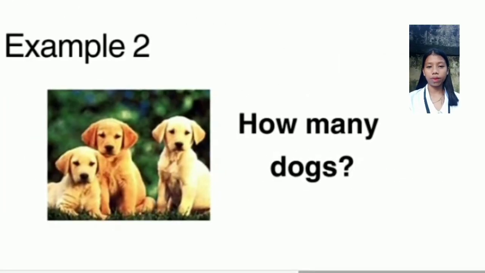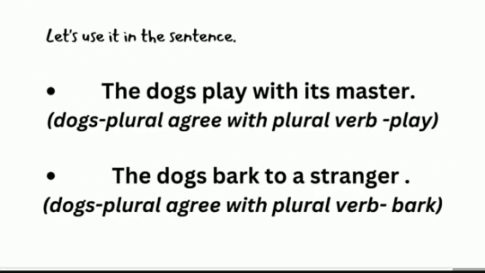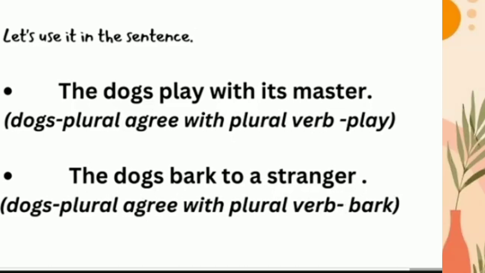Example number 3. There are 3 dogs. So, it's plural. Therefore, it takes a plural verb. Let's use it in a sentence. The dogs play with their master. Dogs is a plural subject in agreement with the plural verb play. The dogs bark at a stranger. Dogs is a plural subject in agreement with the plural verb bark.